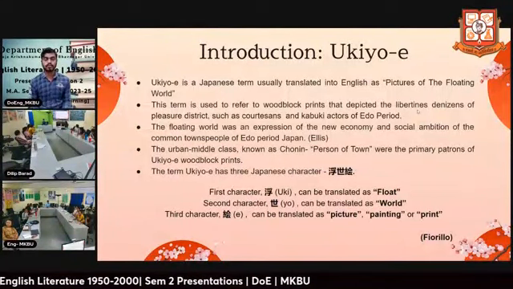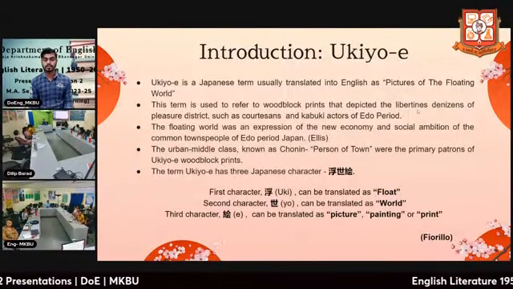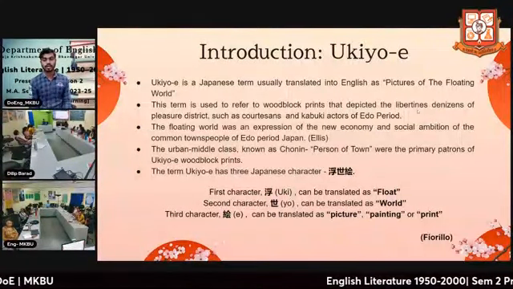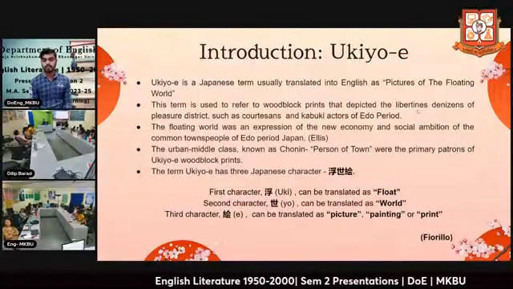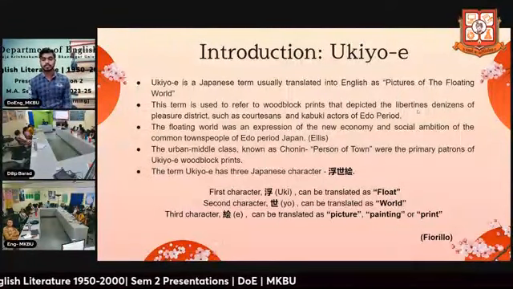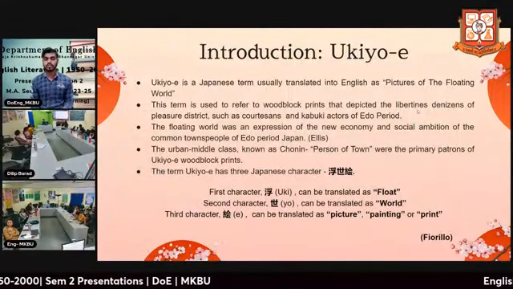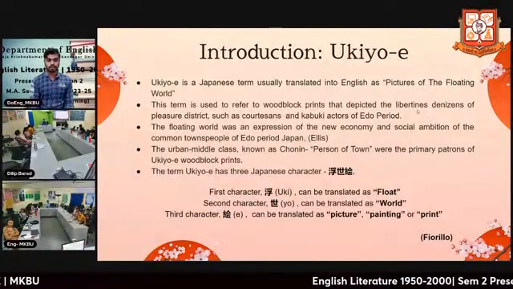The term ukiyo-e we can further divide into three parts. The first one is uki, which can be translated as floating. Then comes yo, which can be translated as world, and e can be seen as a picture, painting, or print. So ukiyo-e means pictures of the floating world.